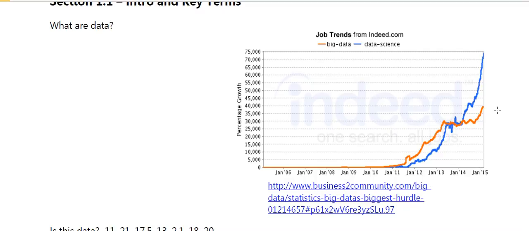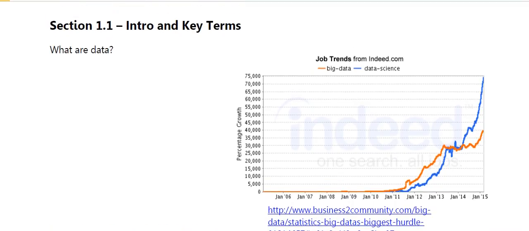Even if you don't consider it as a career, you'll be using statistics most likely in your job, whichever it is. Whatever it is, which is why you're taking this class. So let's get into statistics. Let me move this up a little bit. This is section 1.1, Intro and Key Terms.